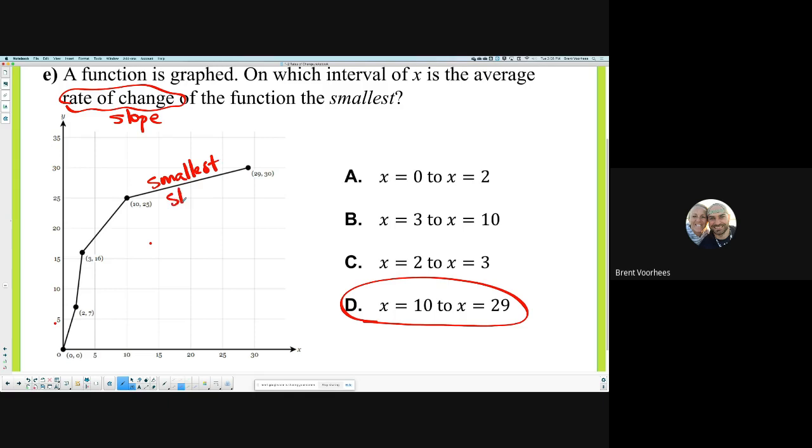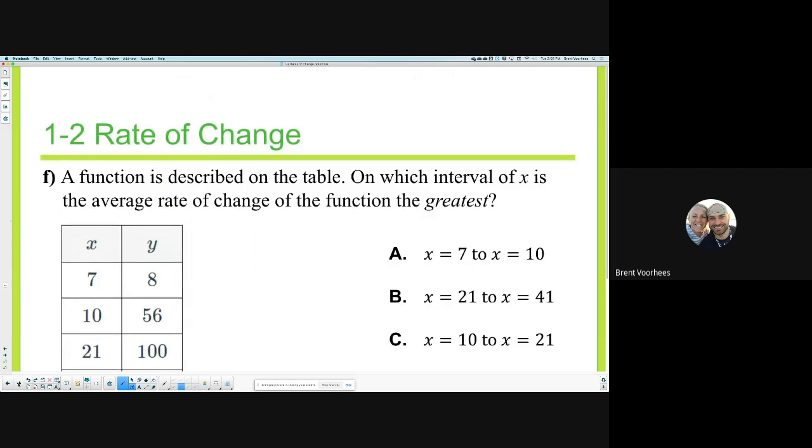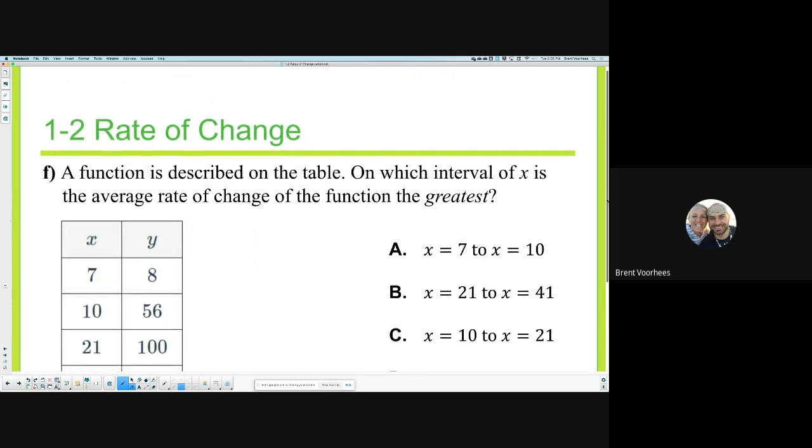Different question. Which one would be the greatest? 2 to 3. This interval would be the greatest slope. Questions over that? Okay, I have another one for you to try. I'll let you look at this one. I'm going to pause the video and I'll pick back up in a second.